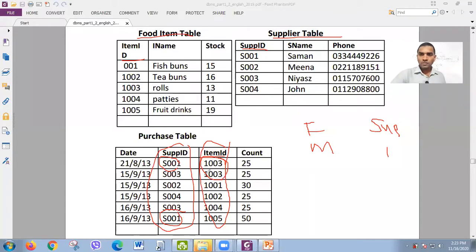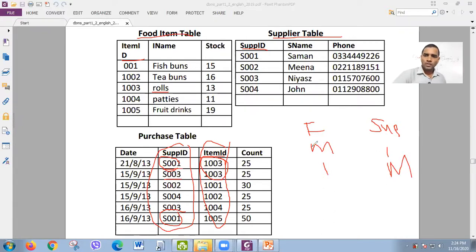So 1003 means a food item, right? Rolls. But look here, it is S001, it is S003. So what does it mean? One food item is supplied by two suppliers, S001 and S003. So this roll is supplied by two suppliers. So one food item is supplied by many suppliers.